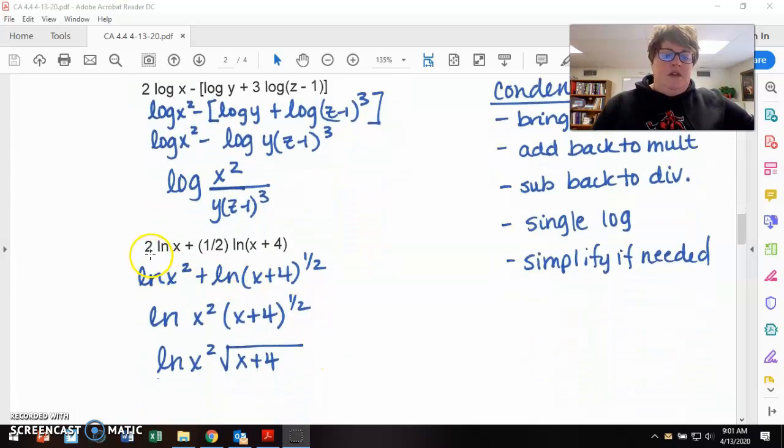Okay, the next one, bring your powers back up. So bring the 2 back up, the 1/2 back up. It's addition, so addition condenses with multiplication. So you have natural log of x squared, x plus y to the 1/2, and then simplify. So you have natural log of x squared, square root of x plus 4. Never leave it as a fractional exponent.